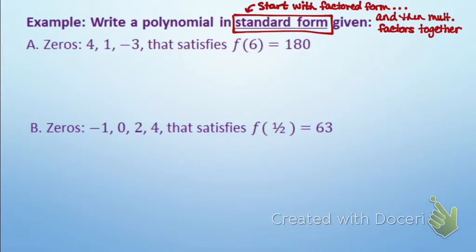There's something kind of weird looking here that we didn't see on the previous example. It tells me my zeros, cool, that's how I get my factors, but then it has that satisfies f of 6 equals 180. Why have they given me this? What am I supposed to use it for? We will use this to find a.